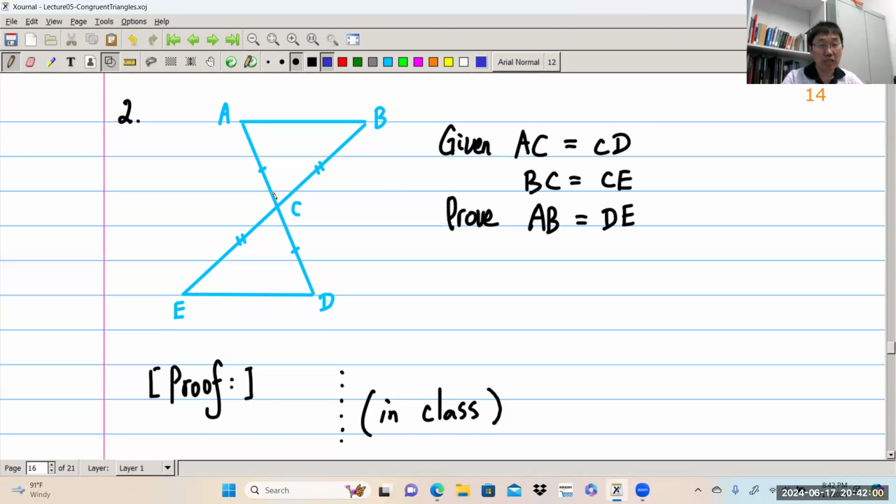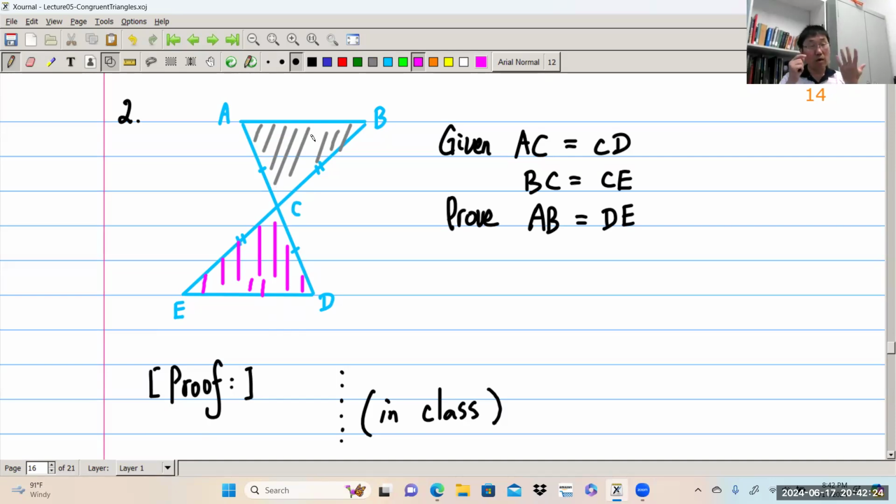You see, AC is congruent to CD. AC is a side of this triangle here. So let me shade this triangle here, ABC. Then we have another triangle here. Let me shade it with a different color. So these two triangles seem to be congruent. And also we know AC is congruent to CD, and EC is congruent to BC.